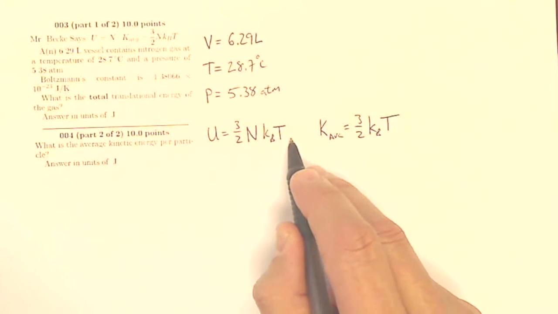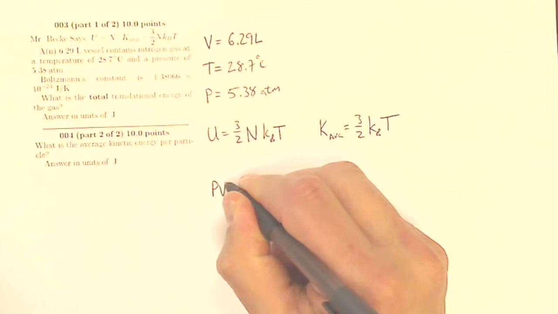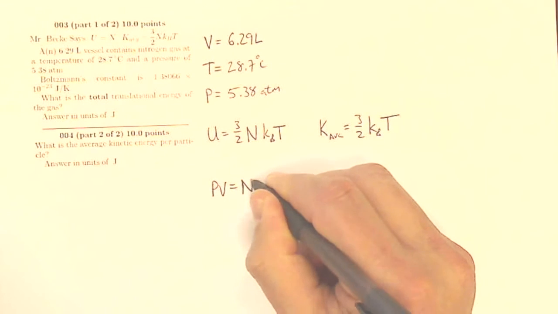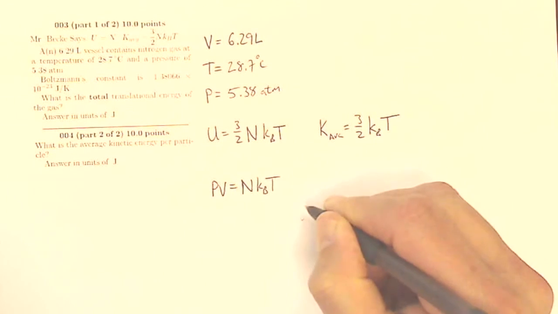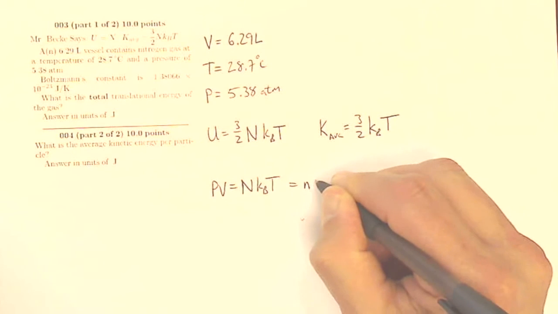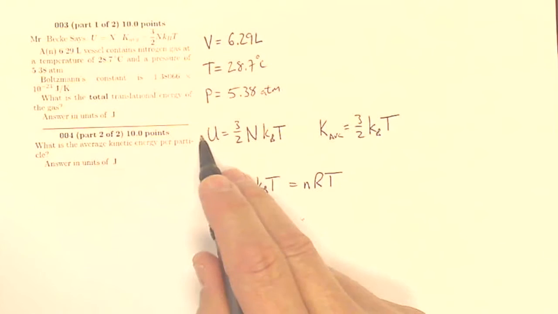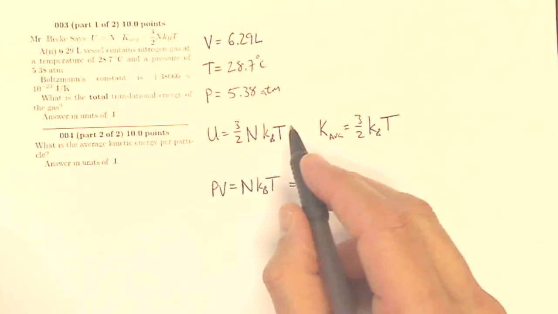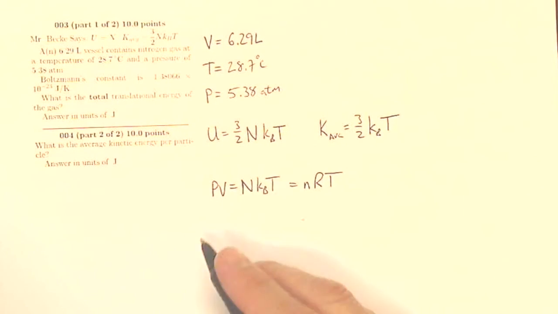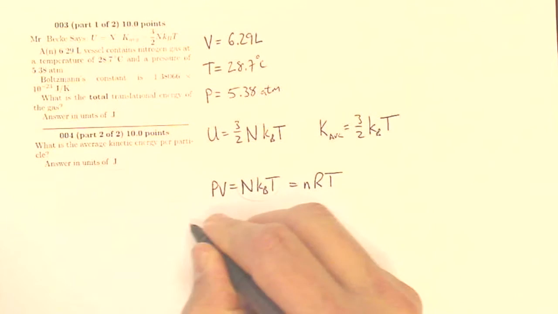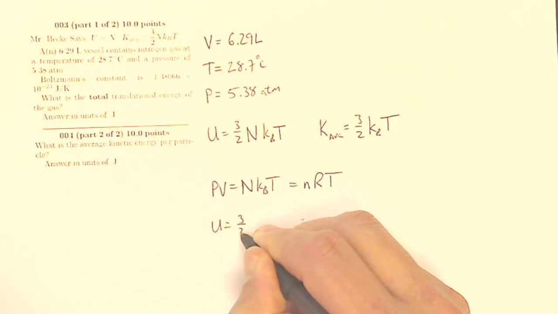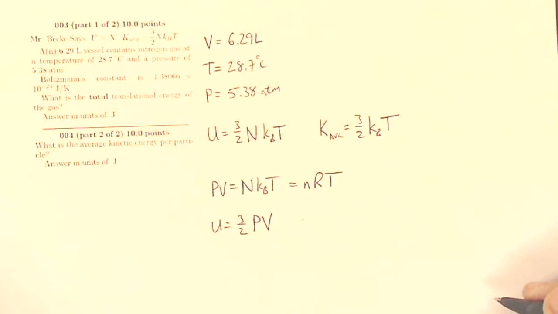Now this, N k_B T, also reminds me that PV equals N k_B T, just as PV also equals little n big R, nRT. There's PV equals nRT. So if U is 3/2 N k_B T, I can replace this with this and say that my U is 3/2 of P times V. Now, this is going to be pretty easy. So there's my total translational kinetic energy. That's my U, 3/2 of P, my pressure, times V, my volume.